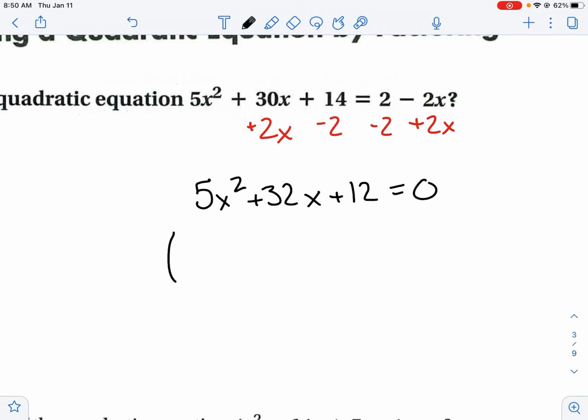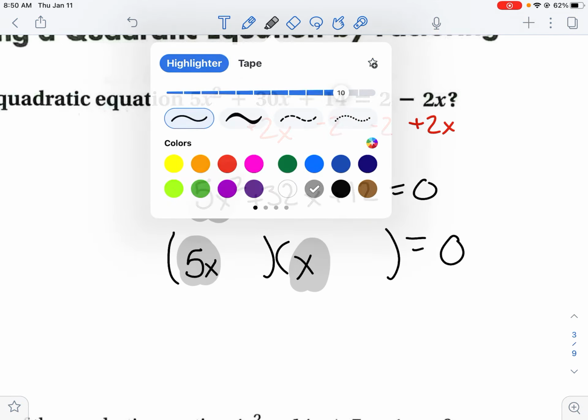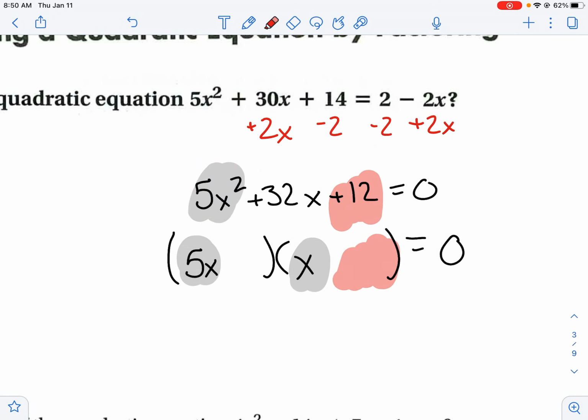Now we're going to factor the left-hand side. If there was a common factor in there, we could divide both sides by it, like if they were all multiples of a certain number. So these have to multiply to give you that. There's only one option for that. That's 5x and x. And these have to multiply to give you that.